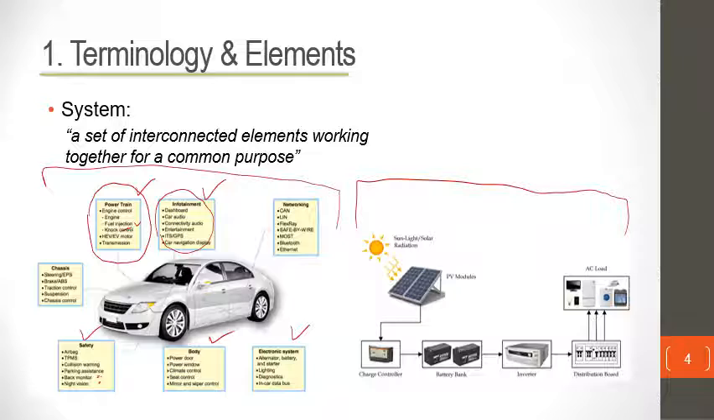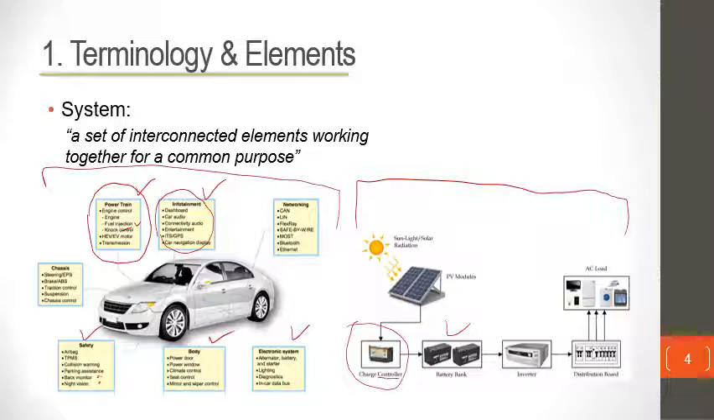Now, another example here would be a solar PV system. In a solar PV system, you would have one element which is the PV modules. The PV modules would operate to charge the battery, with the assistance or under the direction of a charge controller.